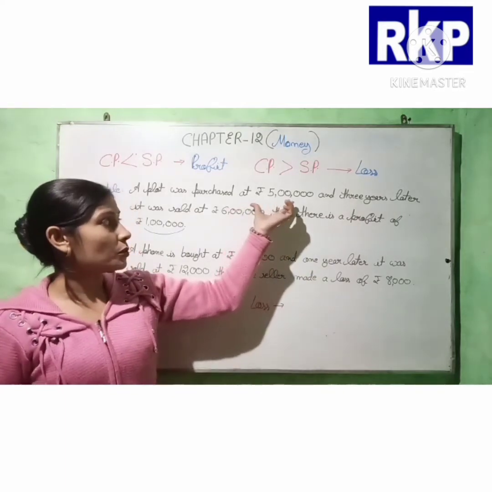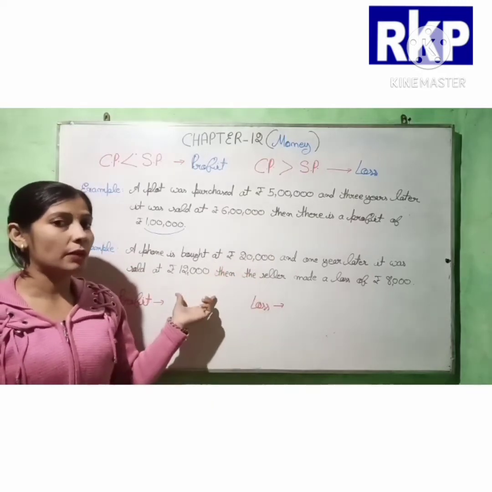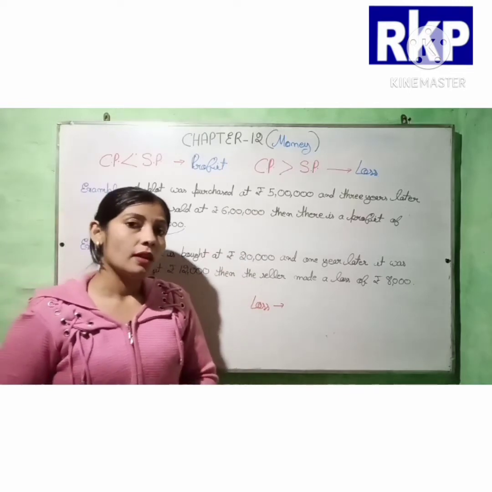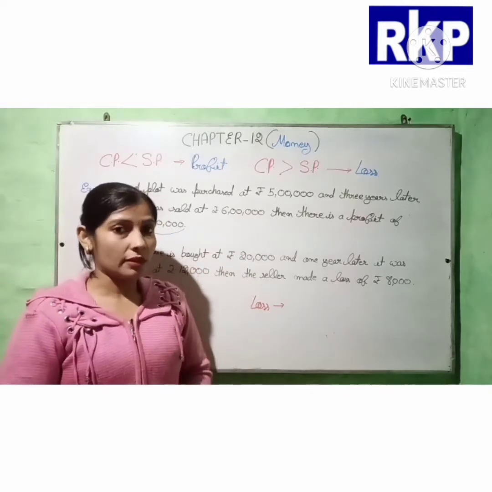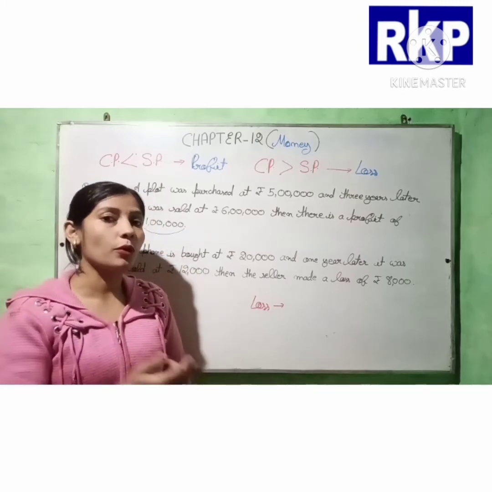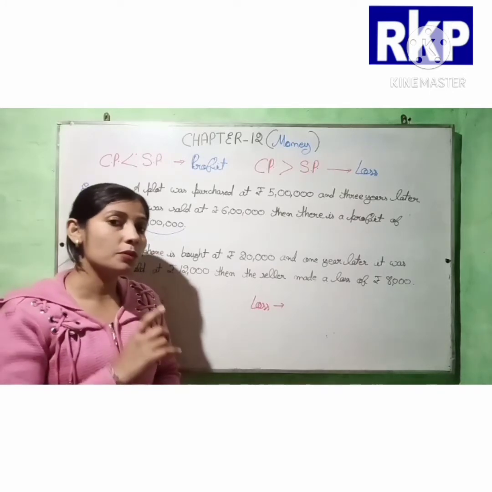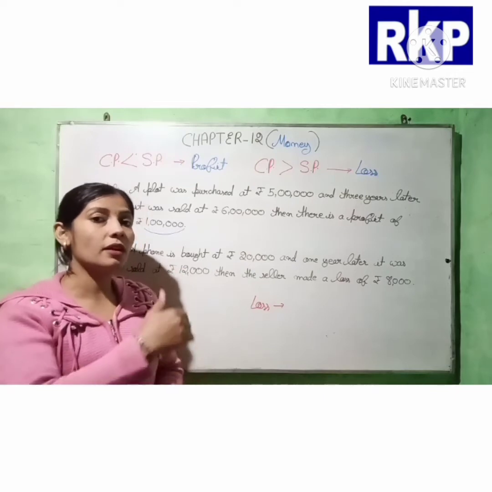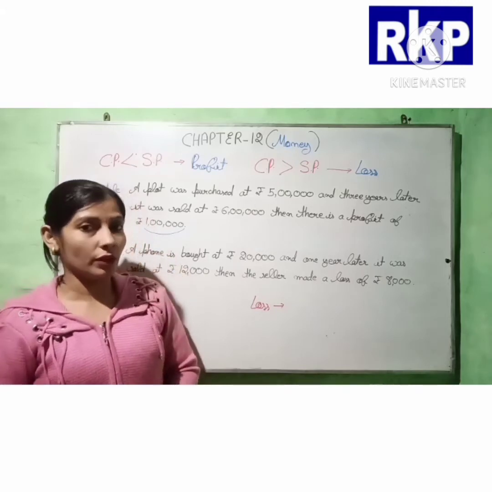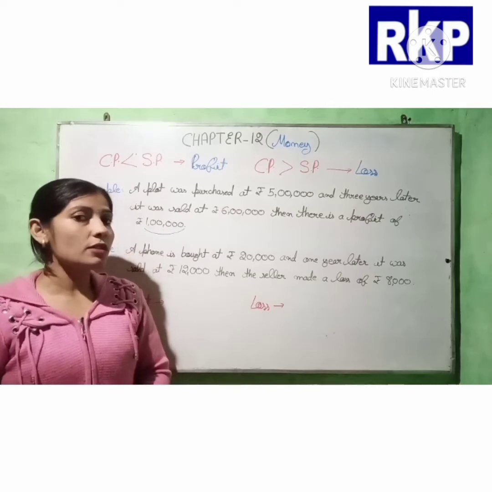Here we have cost price and selling price, and here also we have cost price and selling price. But how can we find profit and loss? Students, we always subtract the smaller value from the greater value to find out profit or loss. So in the case of profit, you know which value is greater.